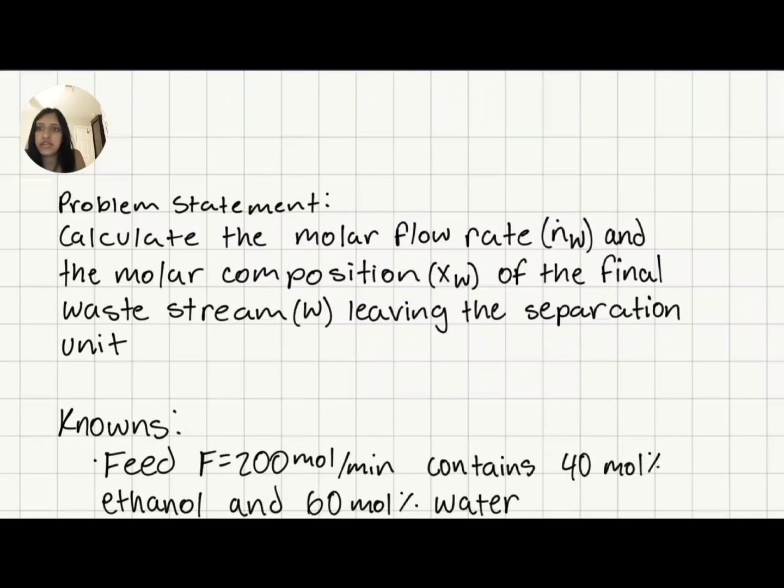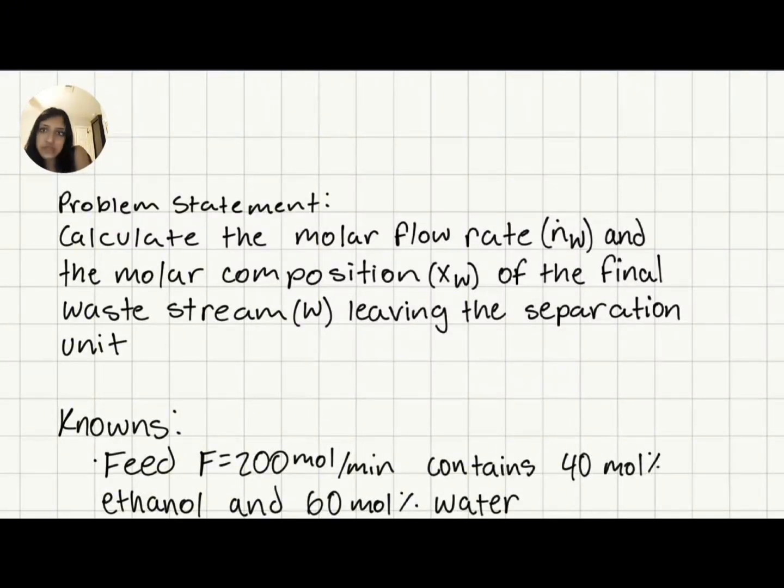We're going to start off by reading our problem. The process involves a 200 mole per minute feed containing 40% ethanol and 60% water. A maximum of 120 moles per minute of this feed enters the separator, with the remaining 80 moles per minute bypassing the unit. The separator produces pure ethanol at the rate of 2 kilograms per minute and an intermediate waste, which then mixes with the bypass stream to form the final waste product.